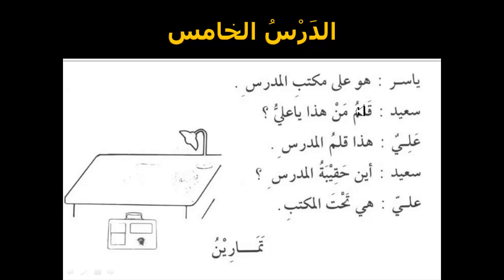and continue the discussion. هو على مكتب المدرس قلم من هذا يا علي هذا قلم المدرس أين حقيبة المدرس هي تحت المكتب. Right, and this is an answer to the previous question. Where's Ammar's book? It is on the teacher's desk. And then it's asking, whose pen is this, Ali? Saeed is asking, whose pen is this, Ali? Qalamu man hada ya Ali.